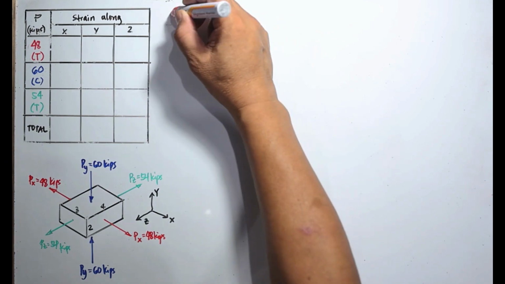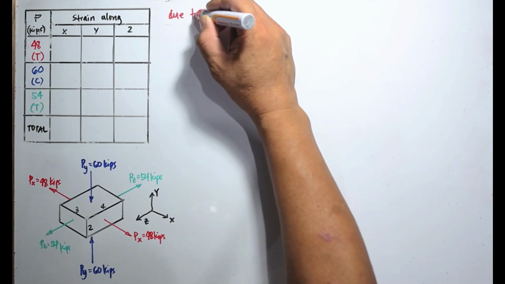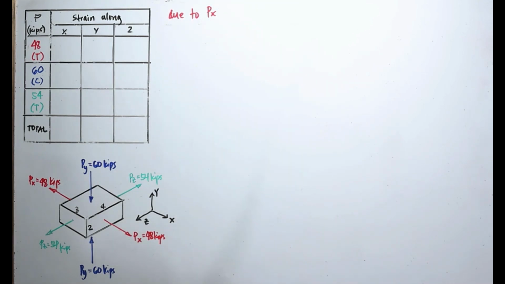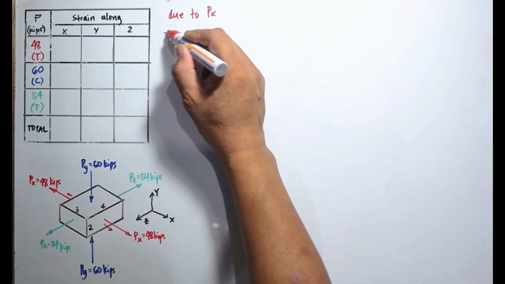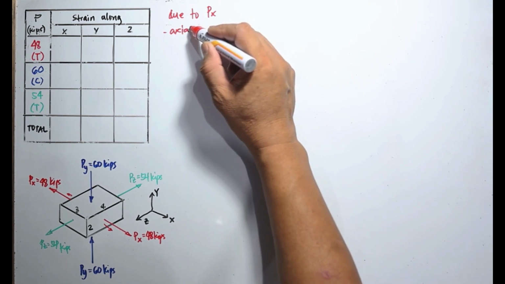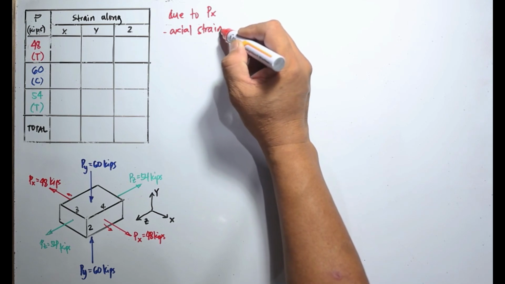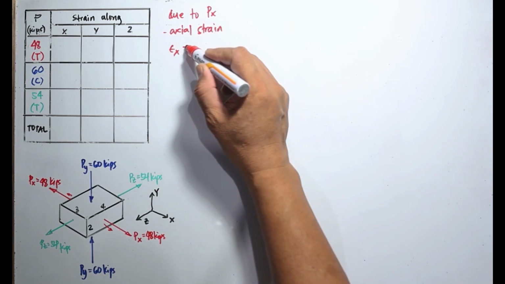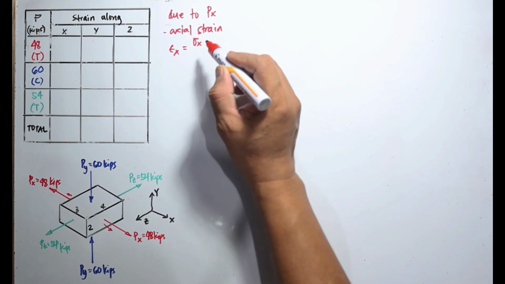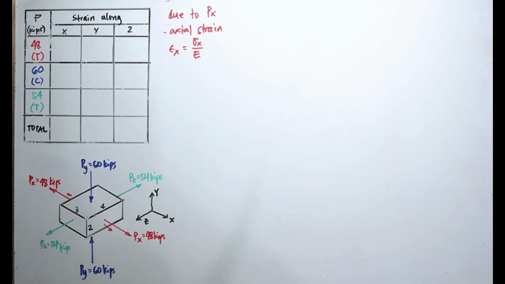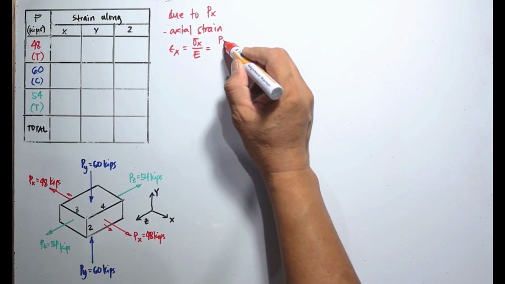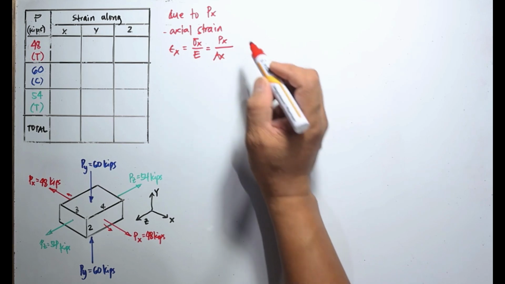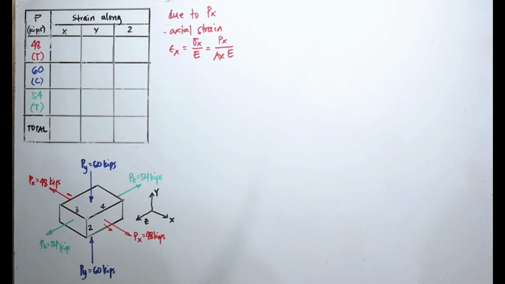So let us first consider P sub x. P sub x will cause an axial strain in this direction. So first is an axial strain along x, that is strain x is stress x over E. That's according to Hooke's law. And stress is just force over area, and then divided by modulus of elasticity.